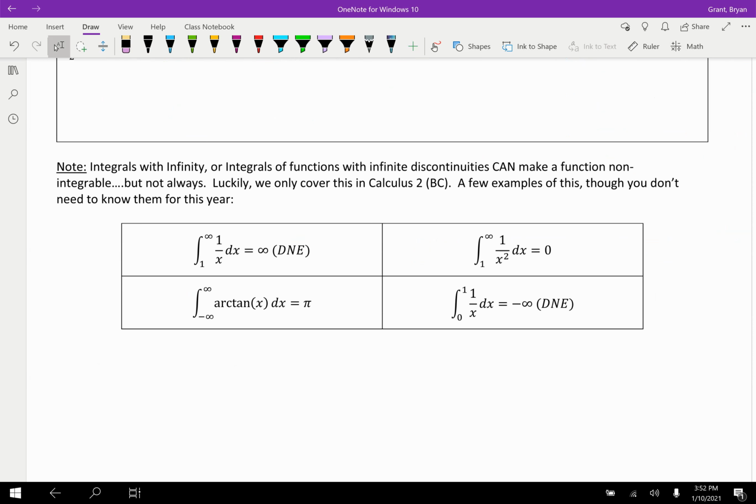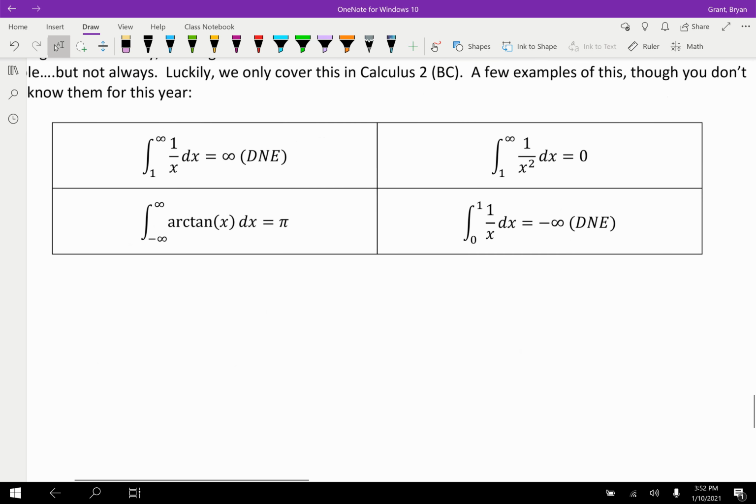It turns out, though, that it's much harder to define what happens on either jump or especially infinite discontinuities, and I kind of wanted to show you a few examples here, and you can graph them if you'd like. I'll show you what the general graphs look like.